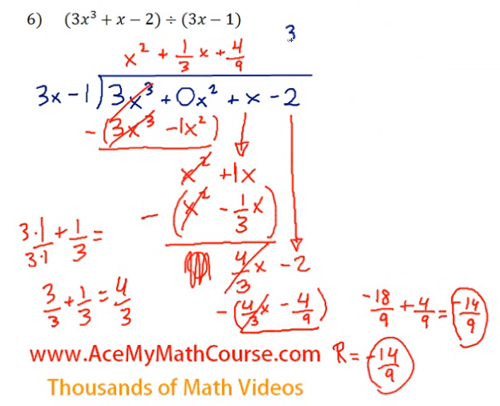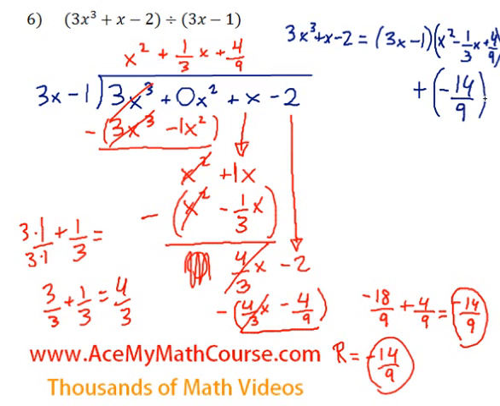So we have 3x cubed plus x minus 2 equals 3x minus 1 times our quotient, which is x squared minus 1/3 x plus 4 over 9, plus the remainder, which is negative 14 over 9. And that's it.